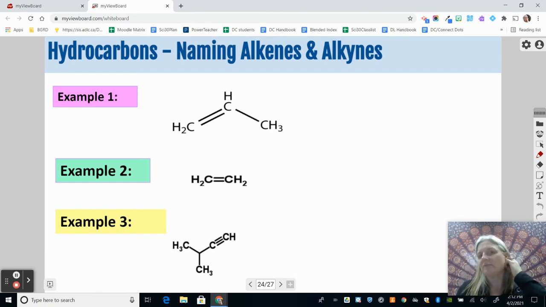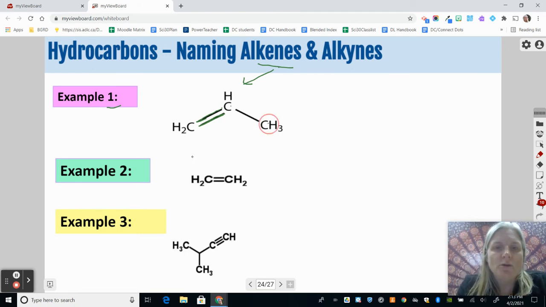All right, let's name some of these alkenes and alkynes. First off, in example 1, is this an alkene or an alkyne? Hopefully you said alkene because there is a double bond here. You can see the double bond. So how many carbons are in the parent chain? Same way we're going to name and draw these is we look for the parent chain. So there are 1, 2, 3 carbons in our parent chain.